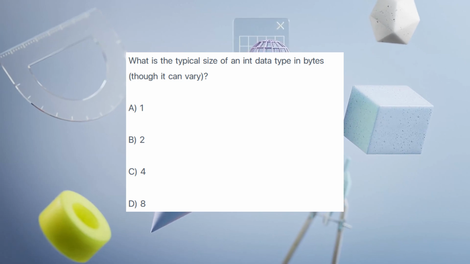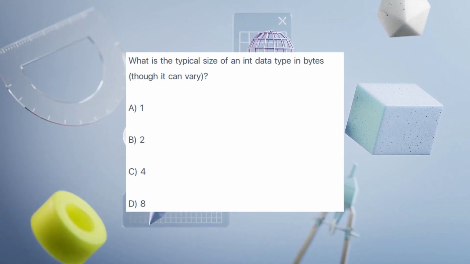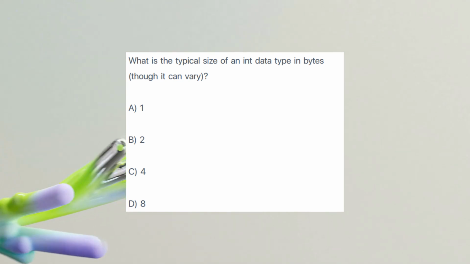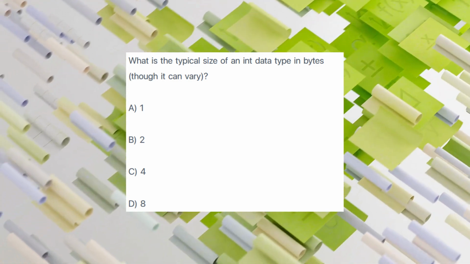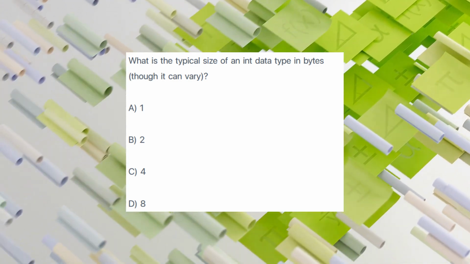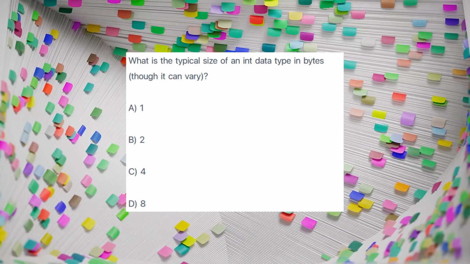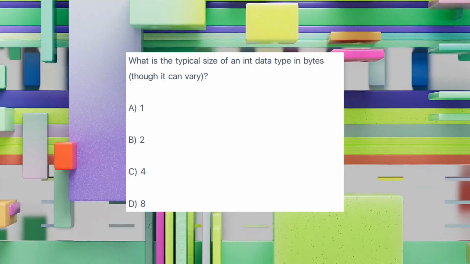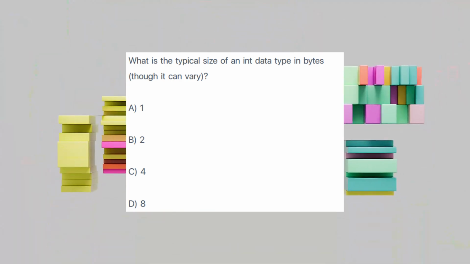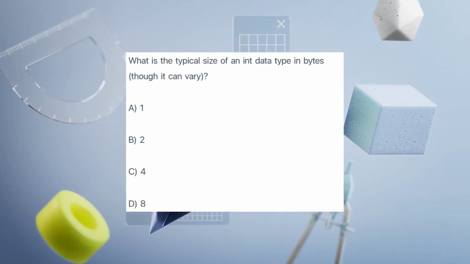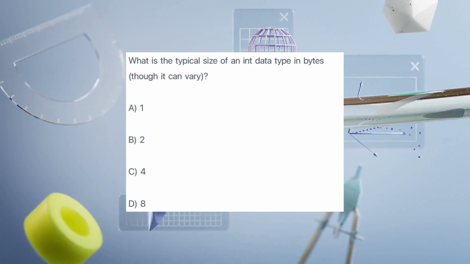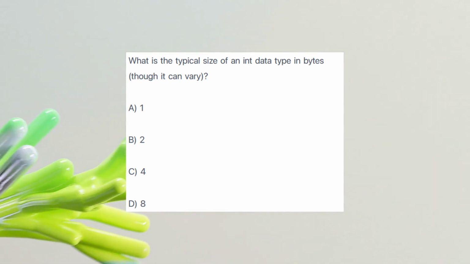What is the typical size of an int data type in bytes? Though it can vary. A, 1, B, 2, C, 4, D, 8. The correct answer is C, 4. While not strictly guaranteed by the standard, int is commonly 4 bytes on most modern systems.